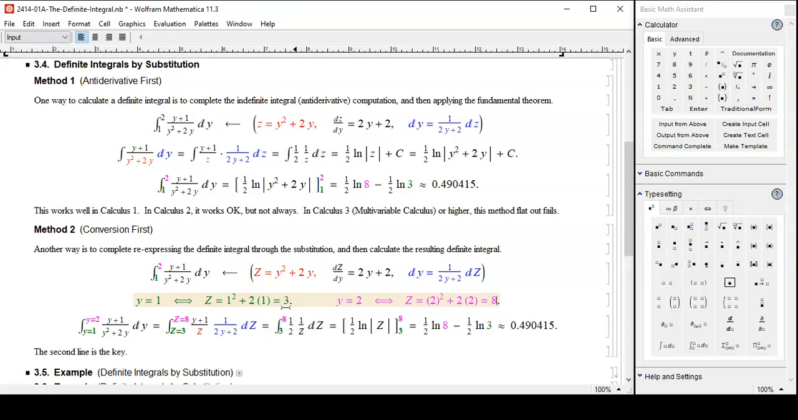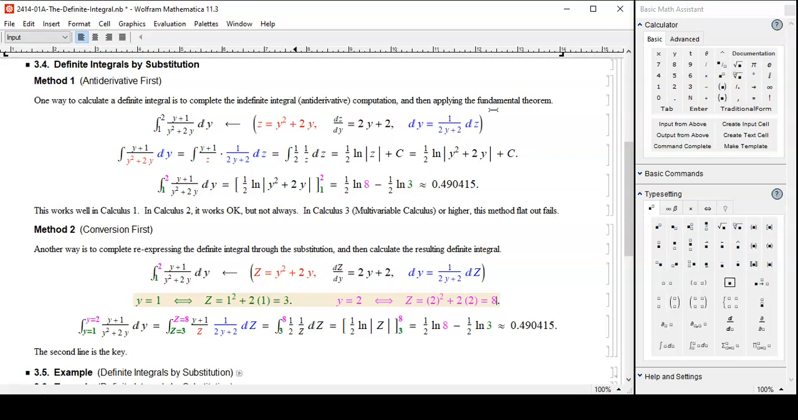So we get this integral computation, antiderivative, and then you don't really do the last substitution. Just plug in z equals 8 and z equals 3, subtract one from the other, and of course you get the same answer as before. This is a second method. This second method always works.